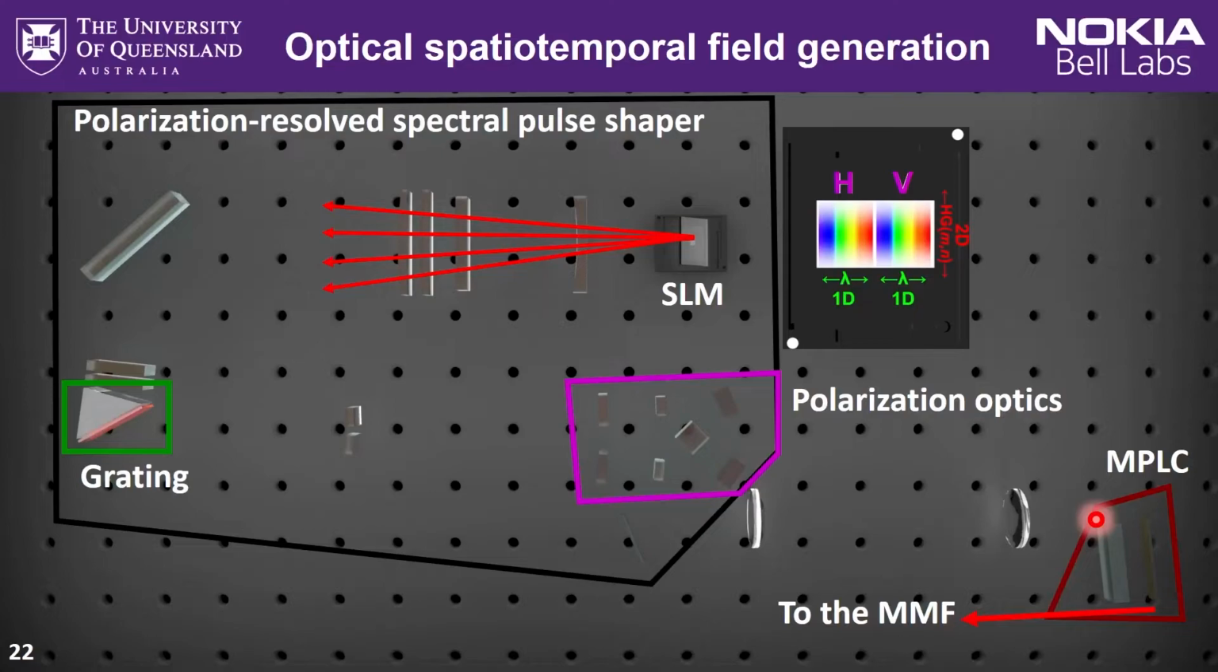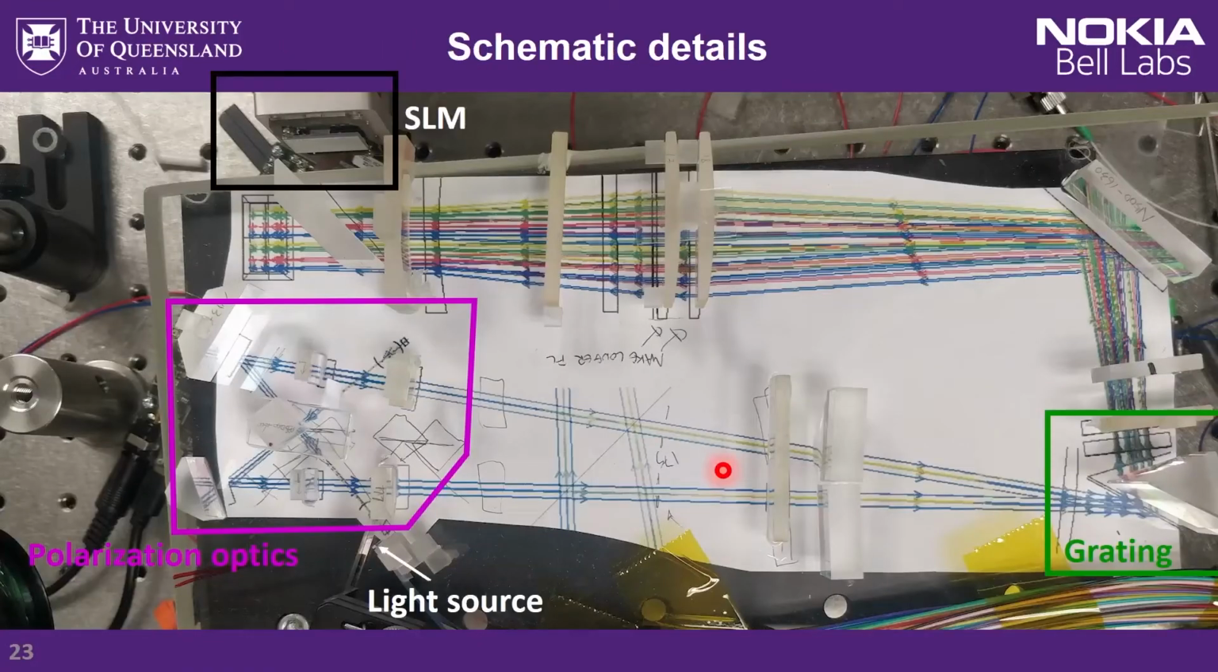Here is a real-life picture of the experiment that we set up at Nokia Bell Labs in the US. This is the polarization resolved spectral pulse shaper here. The input light comes from this fiber array, and we are only using one port of the array. The other ports are actually used for aligning this pulse shaper. Light goes through the polarization optics, then the grating, and then onto the SLM, which is located in the conjugated plane of the grating. We will discuss that more thoroughly in the coming slides.